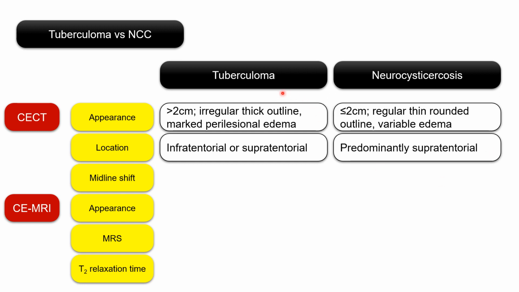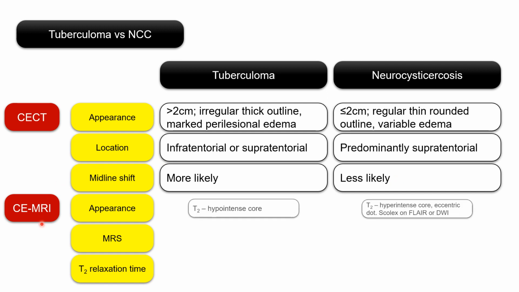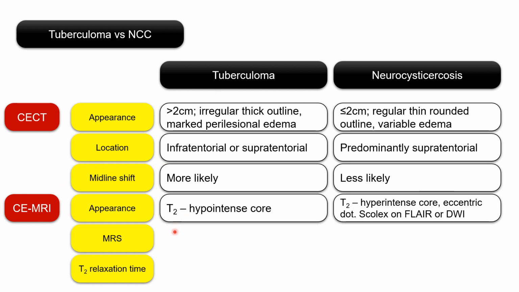And as the tuberculoma is larger and the perilesional edema is more, there will be midline shift more likely in tuberculoma. On the other hand, neurocysticercosis lesions are small, there is variable small amount of edema, so midline shift is less likely. And coming to MRI appearance, the tuberculoma in T2 weighted imaging will reveal a hypointense core. On the other hand, a neurocysticercosis in T2 weighted imaging will reveal a hyperintense core with eccentric dot, and scolex can be seen on FLAIR and DWI imaging, diffusion weighted imaging.